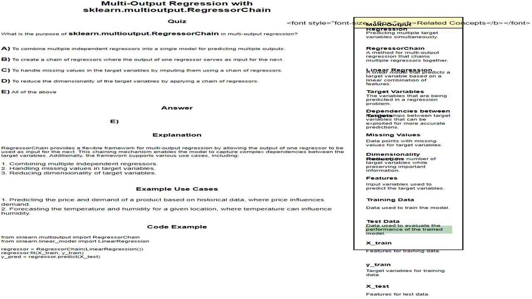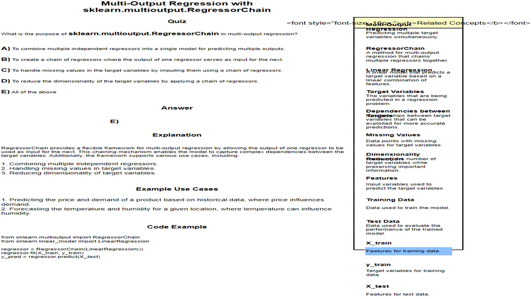Test data: data used to evaluate the performance of the trained model. After training a model to recognize handwritten digits, you would use test data consisting of unseen handwritten digits to measure how accurately the model can classify these new digits.